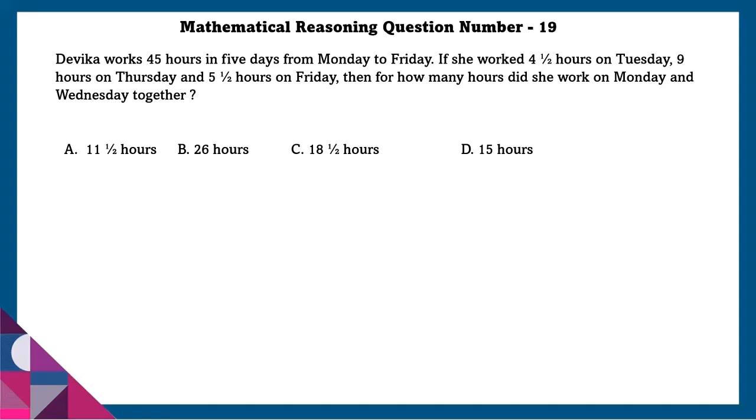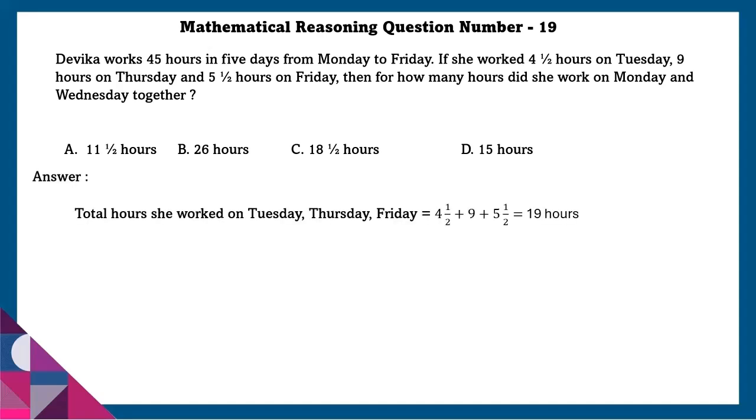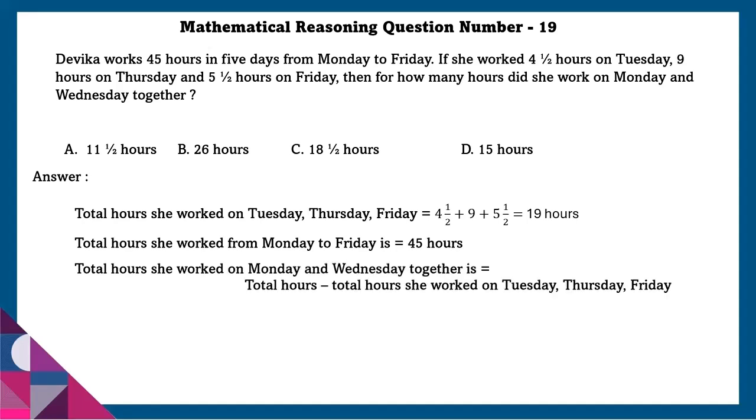Mathematical reasoning question number 19. Devika works 45 hours in 5 days from Monday to Friday. If she worked 4 1/2 hours on Tuesday, 9 hours on Thursday, and 5 1/2 hours on Friday, then how many hours did she work on Monday and Wednesday together? Total hours she worked on Tuesday, Thursday, Friday is equal to 19 hours. Total hours she worked from Monday to Friday is equal to 45 hours. So total hours she worked on Monday and Wednesday together is equal to total hours minus total hours she worked on Tuesday, Thursday and Friday, which is equal to 26 hours.